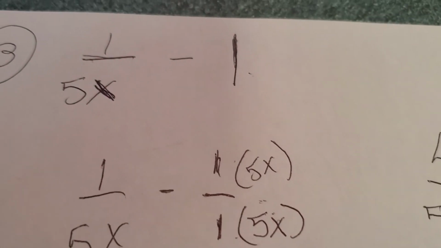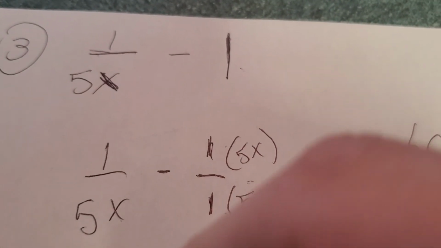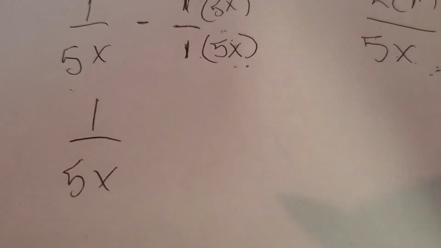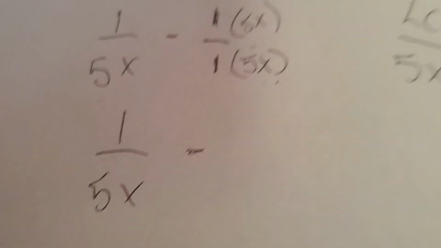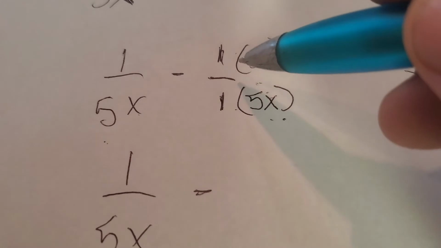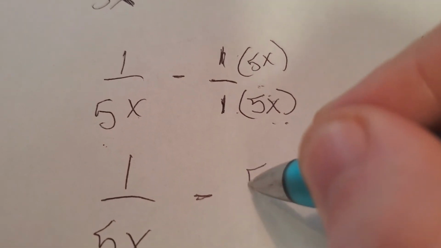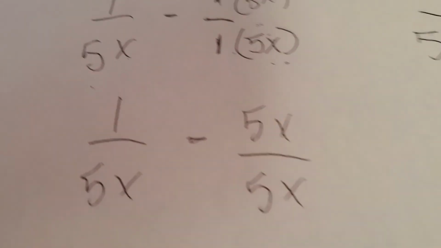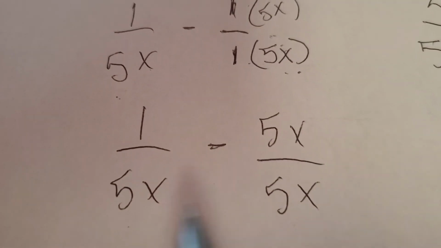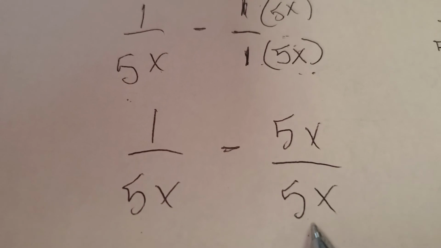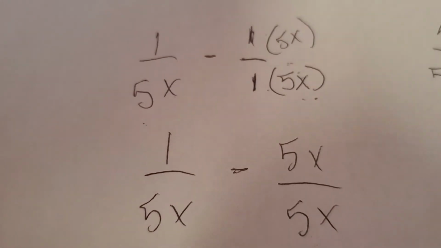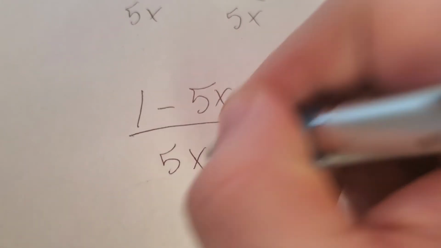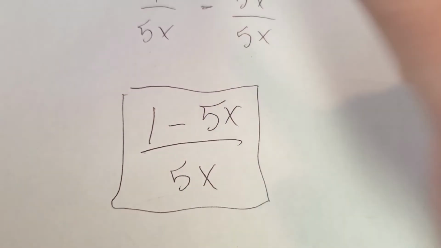All right, now we didn't touch the first fraction, so I'm just going to rewrite it there. Then this was a subtraction problem. All right, 1 times 5, well, that'll give me 5. And don't forget the variable. Same thing on the bottom. Okay, now that the bottoms are the same, I can go ahead and combine the numerators. So 1 minus 5x, that'll be all over my LCM 5x, and that is done.